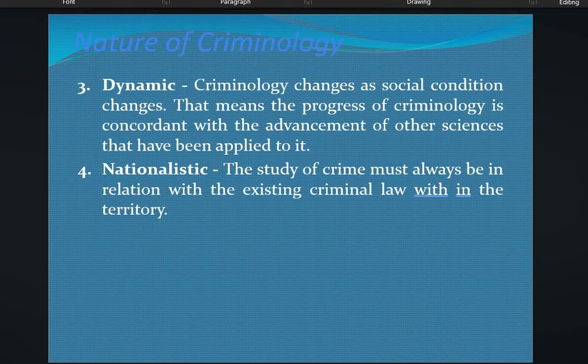So, again, this is composed of 4. We have applied science, social science, dynamic, and nationalistic. So, you have to be careful what is the difference between the 4. Social science, the community. Applied science, because we are using forensics, criminalistics in crime detection. Dynamic, nagbabago. Nationalistic, it varies from one place to the other. So take note of the 4 nature of criminology, and also don't forget the divisions of criminology. Okay, huwag niyo pong kakalimutan yan.